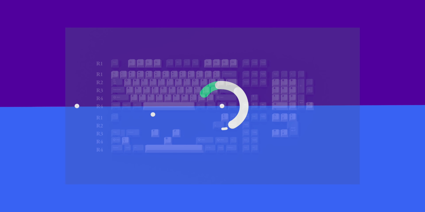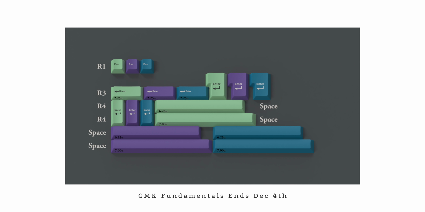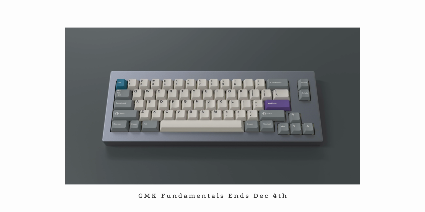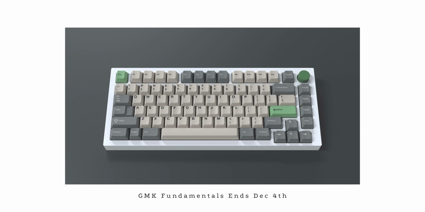Now first off, might be my favorite keycap set of the month, the GMK Fundamentals. At first it might look like a basic plain set, but not so fast, because the accent kit will give you purple, blue, and green accents for the space bars, the enter keys, and the escape keys, so you can either mix and match and make something beautiful. All of these colors somehow go together. It's actually insane. Or if you just want to tailor one color to your setup, maybe you have a green setup, a purple one, or a blue one, you can do that as well.